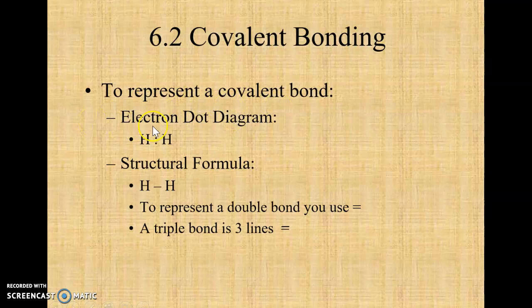To represent a covalent bond, here is the electron dot diagram. Hydrogen has one little dot. Another hydrogen has another little dot. They can bond together to have that 2, because there's a maximum of 2 on that outermost orbital. This is a single bond. To represent a double bond, you use 2 lines. A triple bond is going to be 3 lines. It looks like it got cut off a little bit there, but there should be 3 lines.